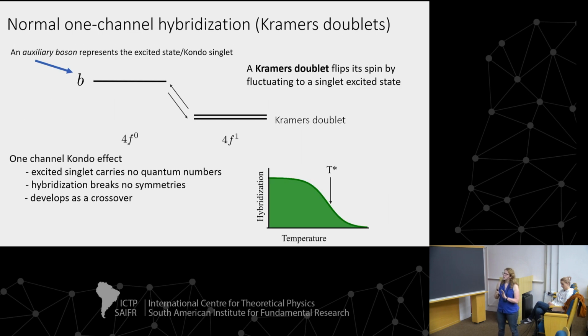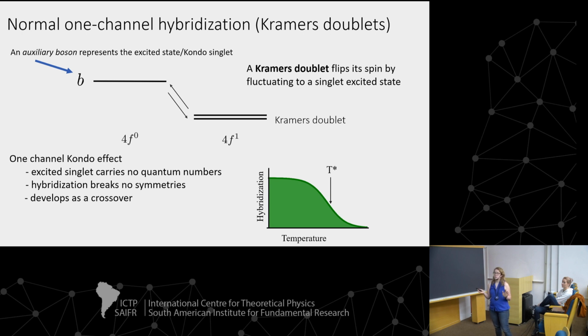So just to give you a bit of a flavor, here is a picture of where you get a single channel Kondo effect. You have virtual valence fluctuations from a doublet ground state to an excited singlet state. So this is one f electron to zero f electrons. You theoretically use an auxiliary boson to represent your excited state, and this effectively represents the symmetries of the Kondo singlet. And so in this picture, there is just a single quantum state here.